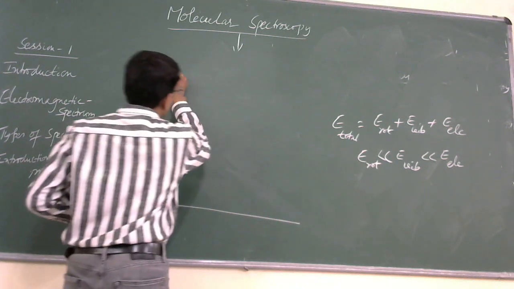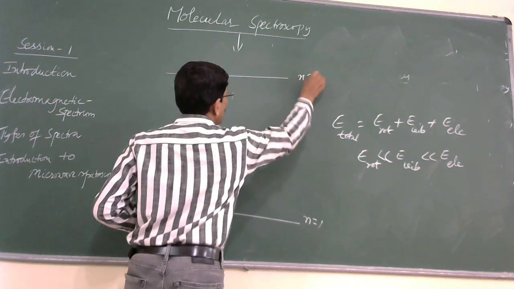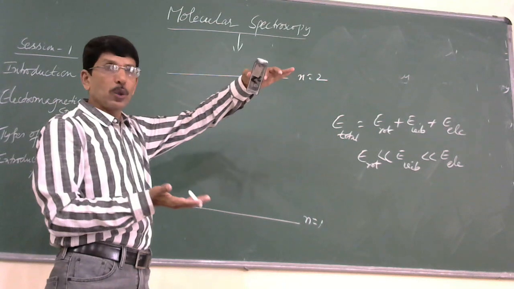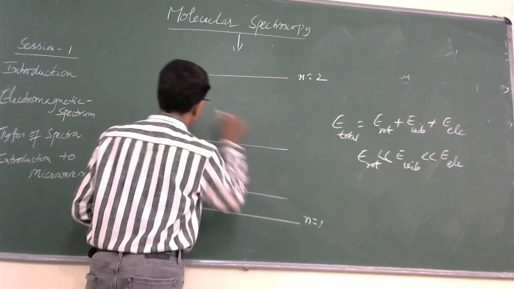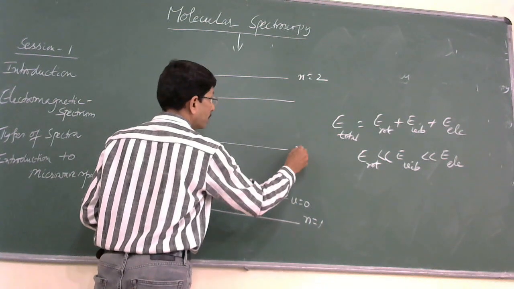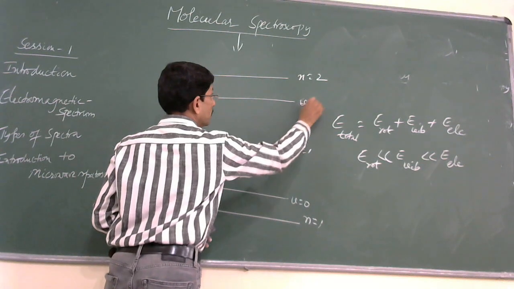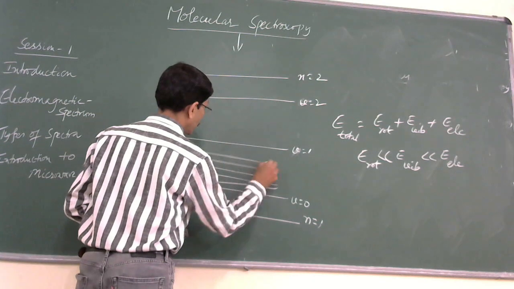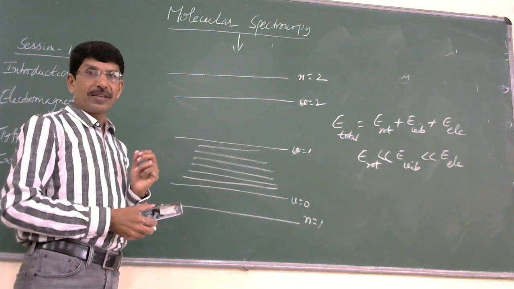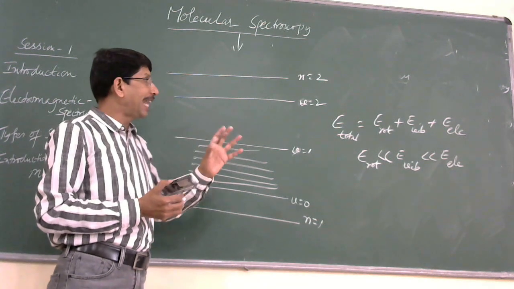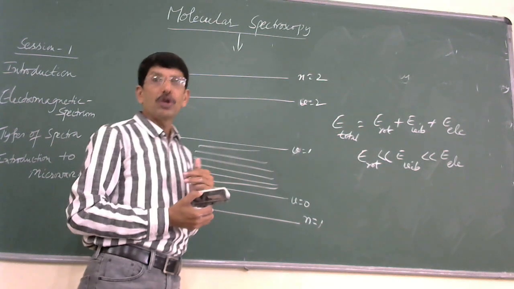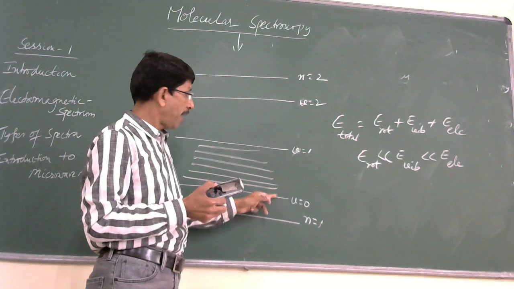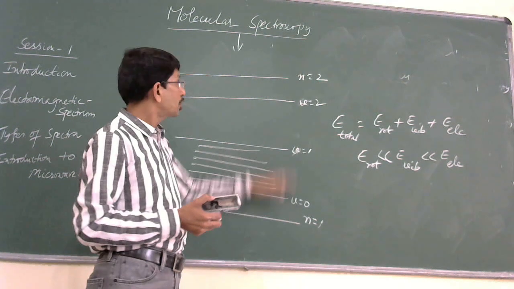Electronic energy levels are denoted by the principal quantum number n, as we studied in atomic structure. In between two electronic energy levels, there are vibrational energy levels denoted by the vibrational quantum number v. Between a pair of vibrational energy levels, there are rotational energy levels. Since energies are quantized, we have energy levels corresponding to each of these motions: rotational energy levels, vibrational energy levels, and electronic energy levels.